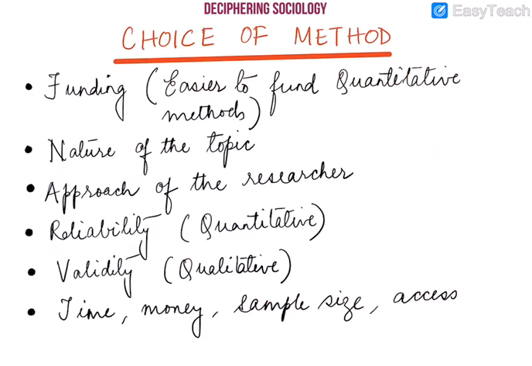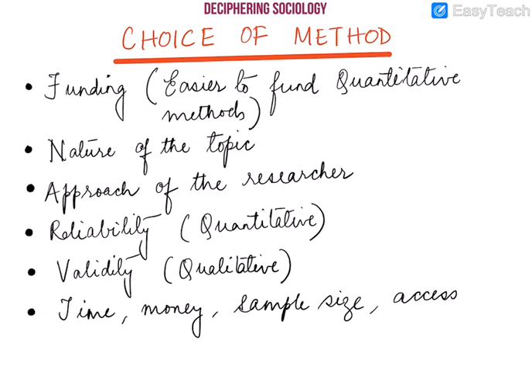Next comes the choice of method. How to choose a primary research method. Just like we saw that in choosing a particular topic or area of study, similarly, the choice of method may also be influenced by certain factors. What are these factors?